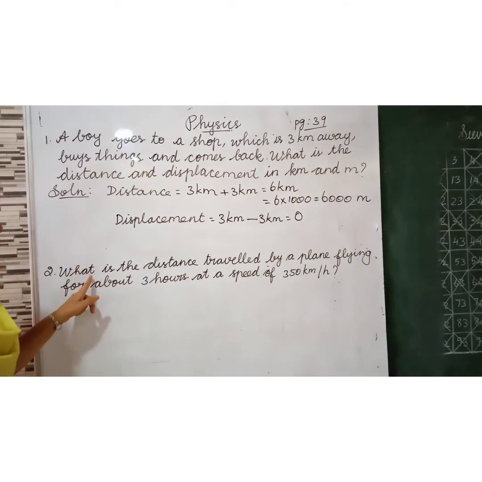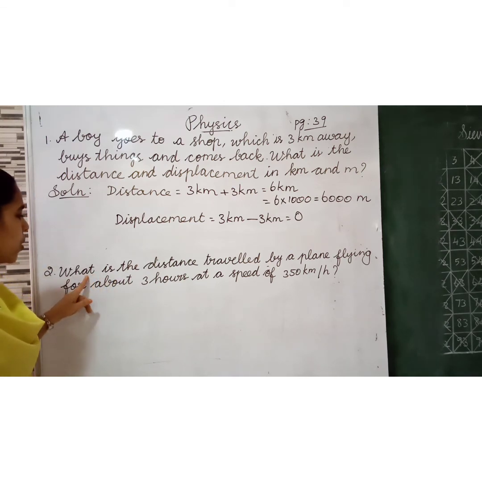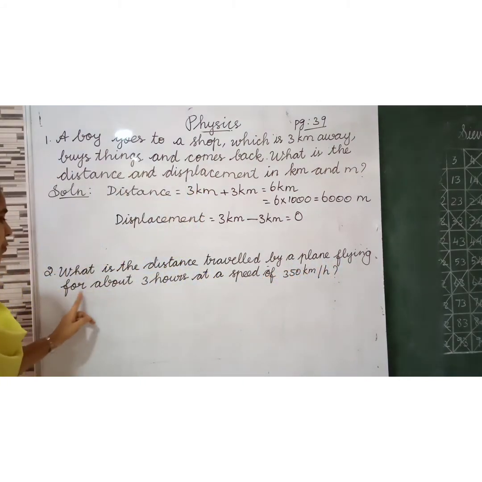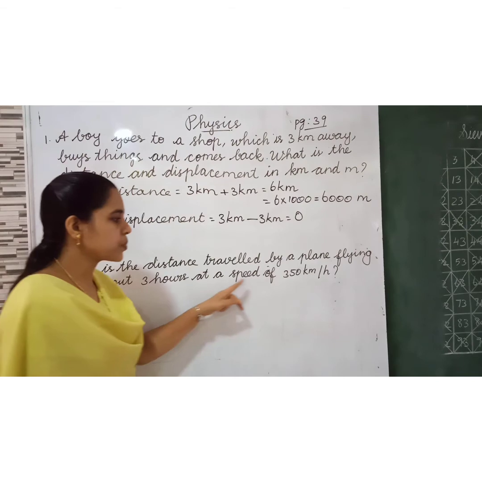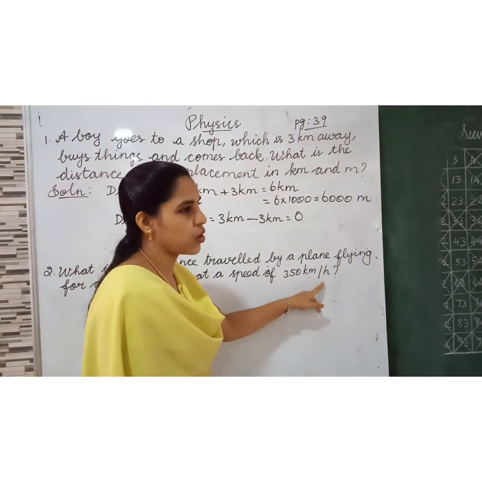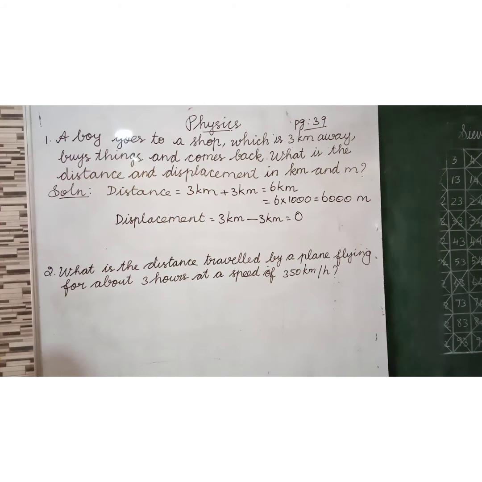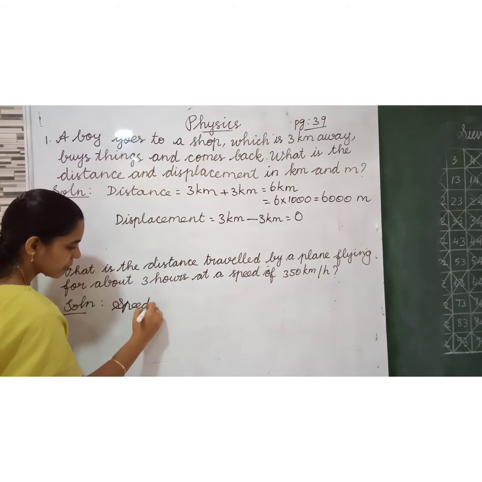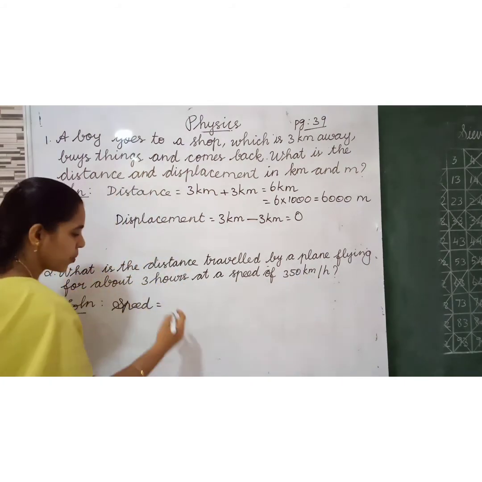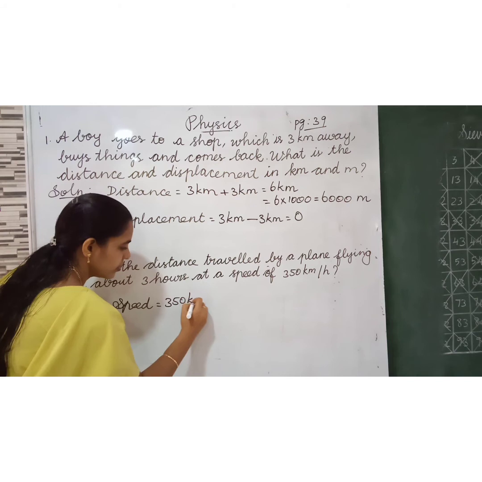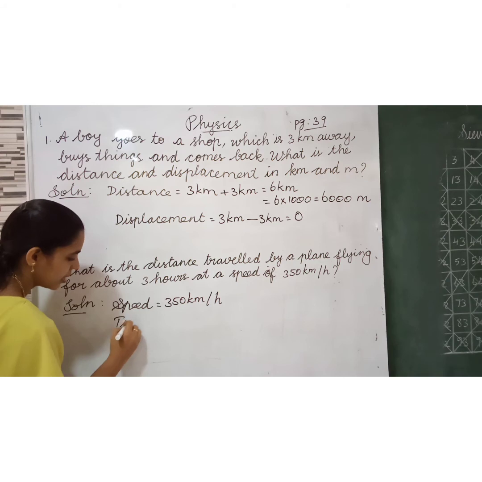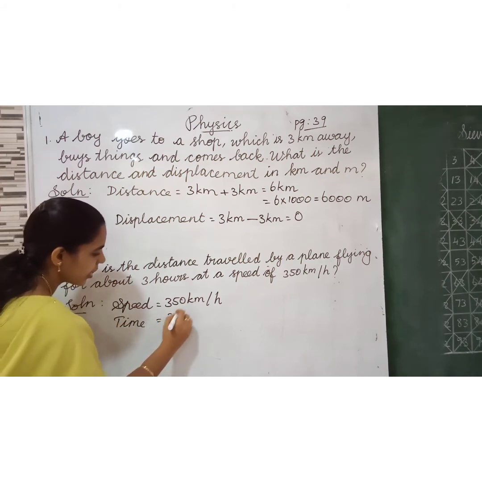Next question. I already gave this homework in the last class. Did you complete that? We can check it now. What is the distance travelled by a plane flying for about 3 hours at a speed of 350 km per hour? How to write now? Solution. Speed is equal to 350 km per hour. Time is equal to 3 hours.